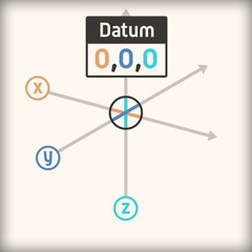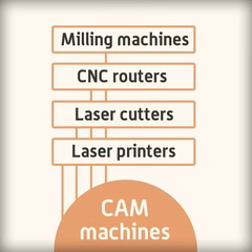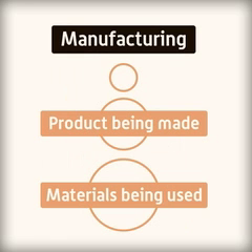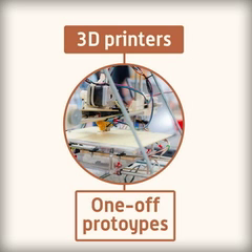called the datum. Examples of CAM machines are milling machines, CNC routers, laser cutters, and laser printers. Manufacturing can be on different scales depending on the product being made and the materials being used. If an individual item is being made, a laser cutter can be used to produce it. For example, in your final controlled assessment piece, 3D printers can also be used to make one-off prototypes.